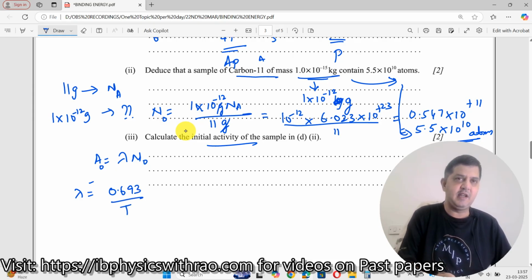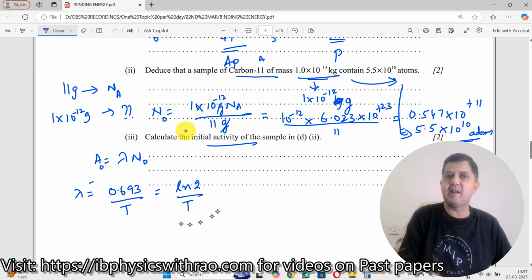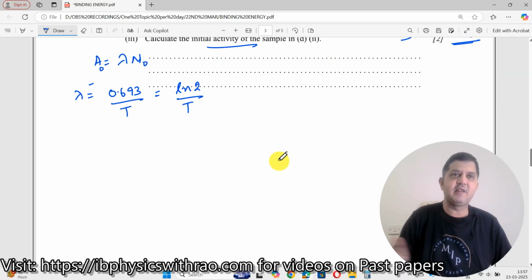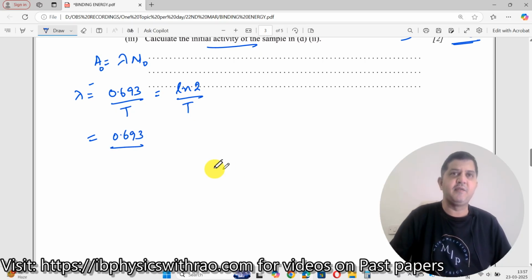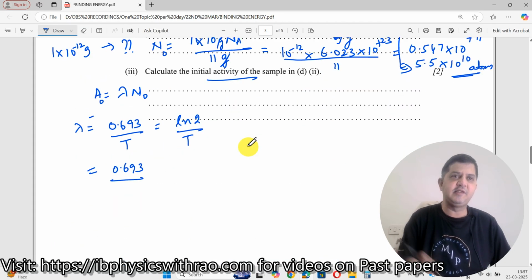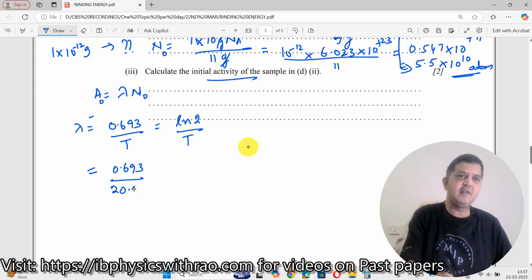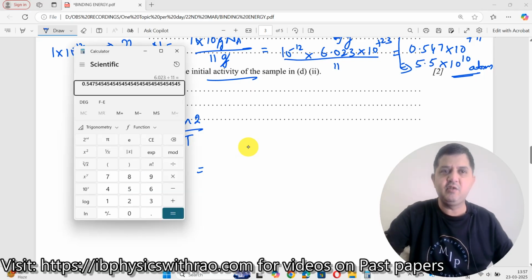Lambda is equal to 0.693 divided by T. Where did you get this? We got this from N is equal to N naught e power minus lambda T. Using this expression, we have got this expression. Or maybe you would have read this as ln 2 divided by T. You can write like this also. Now let us calculate this value. This is ln 2, 0.693, divided by half-life. Half-life is already given to you, 20.5 minutes. Remember, we have to keep this in seconds, so I'll write this as 20.5 multiplied by 60 seconds, since 1 minute is 60 seconds.